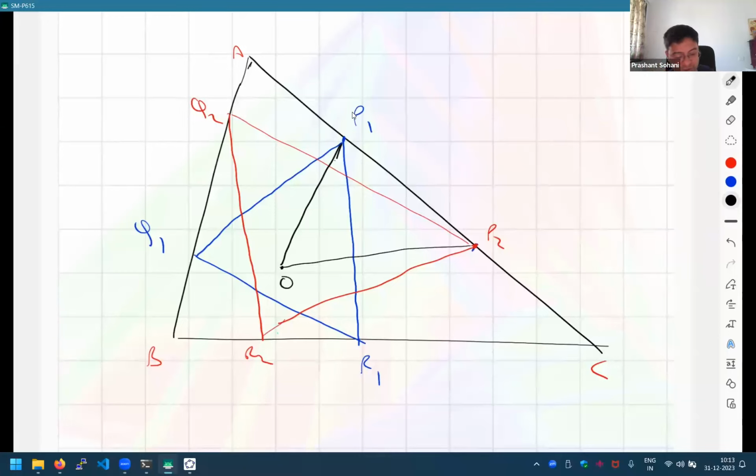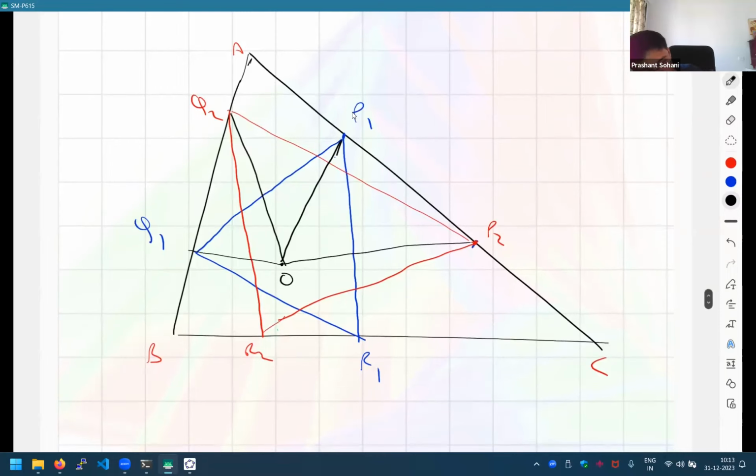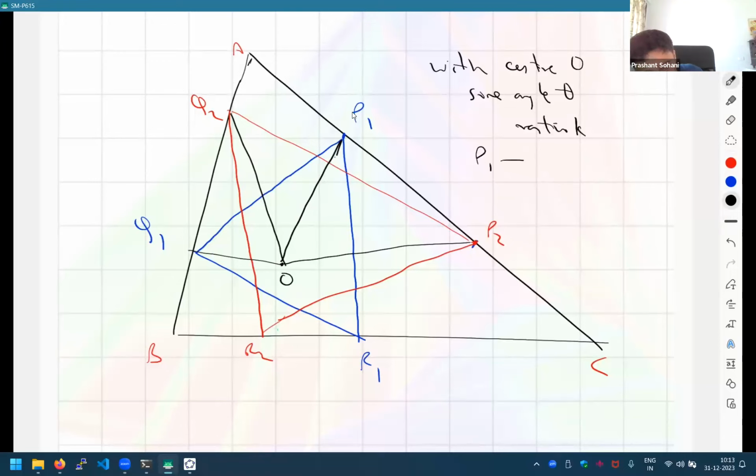Okay, so O is the center of the spiral homothety, such that with center O and some angle theta and some ratio k, P1 goes to P2, Q1 goes to Q2, and R1 goes to R2, right? And by what we had already done, we know this angle theta is not some mysterious angle. We know exactly where that angle theta is. That is the same angle as the one between these two lines.